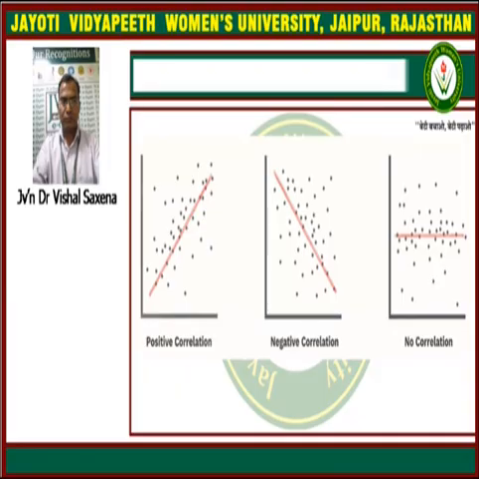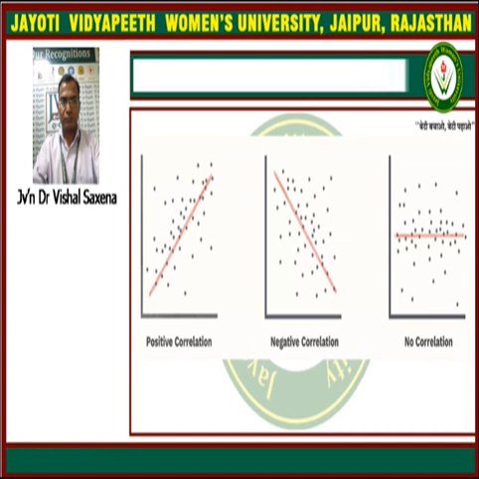Here it is shown that for the positive correlation a straight line is shown, and here r will be equal to +1. For the positive correlation the line is upward, while for the negative correlation the line is downward. And if there is a straight line, it means the correlation is perfect.